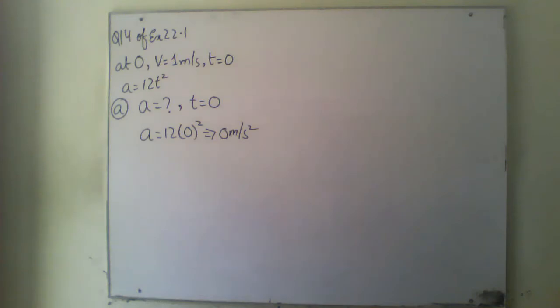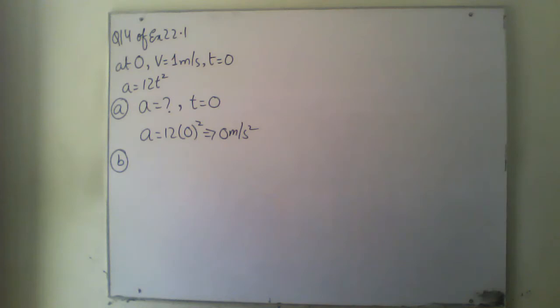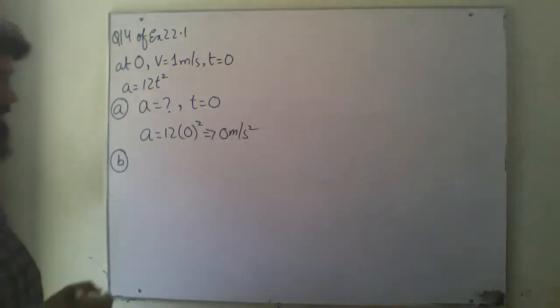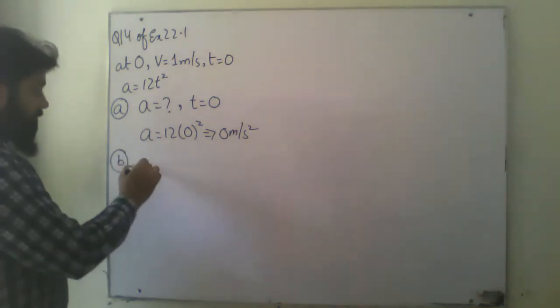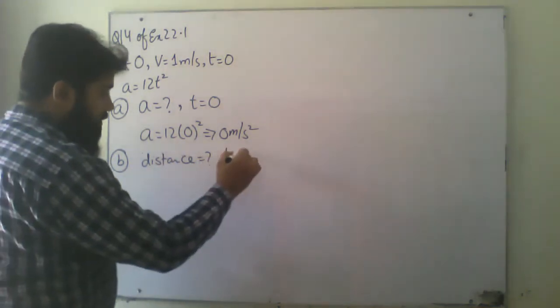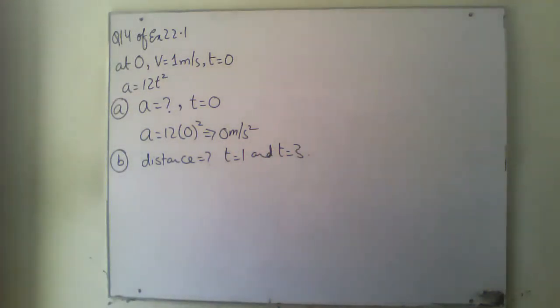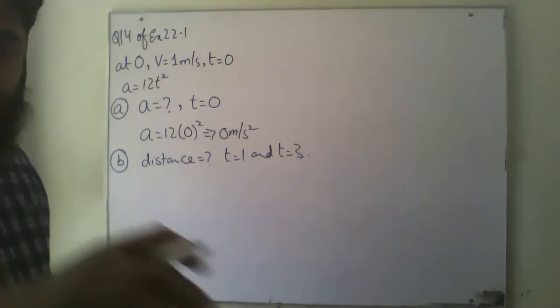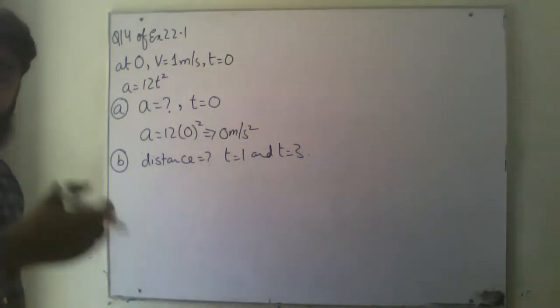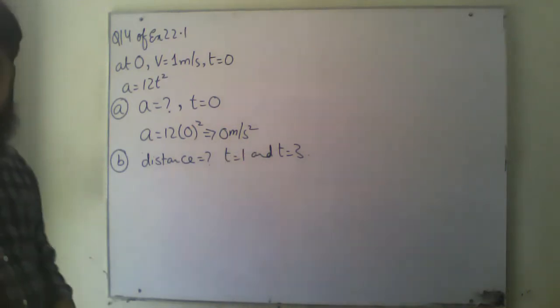Okay. Now B part of the question is saying we have to find its distance from when t equals 1 to t equals 3. I have to find this distance over here. Now, in order to find distance, I should first have the velocity, because when we have velocity, only then I can find the displacement equation, so I can plug in the value and get my answer.